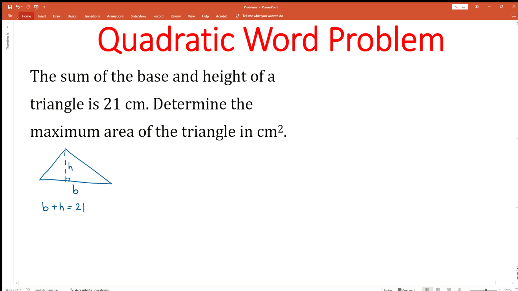We have to determine the maximum area of this triangle. Let's analyze the formula for area of a triangle. The formula for area of a triangle is base times height divided by 2. We have to find the maximum area. This area formula is based on the base length and the height of the triangle.